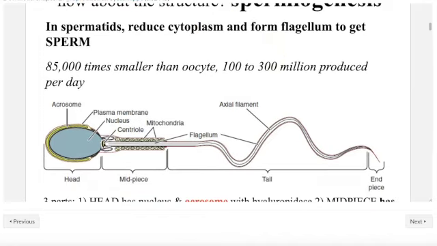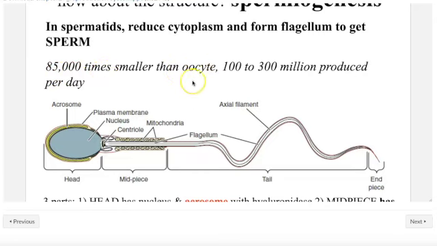Spermiogenesis. So we're going to look at the sperm, what it looks like. A sperm cell is 85,000 times smaller than an oocyte. So it's much smaller than an egg.